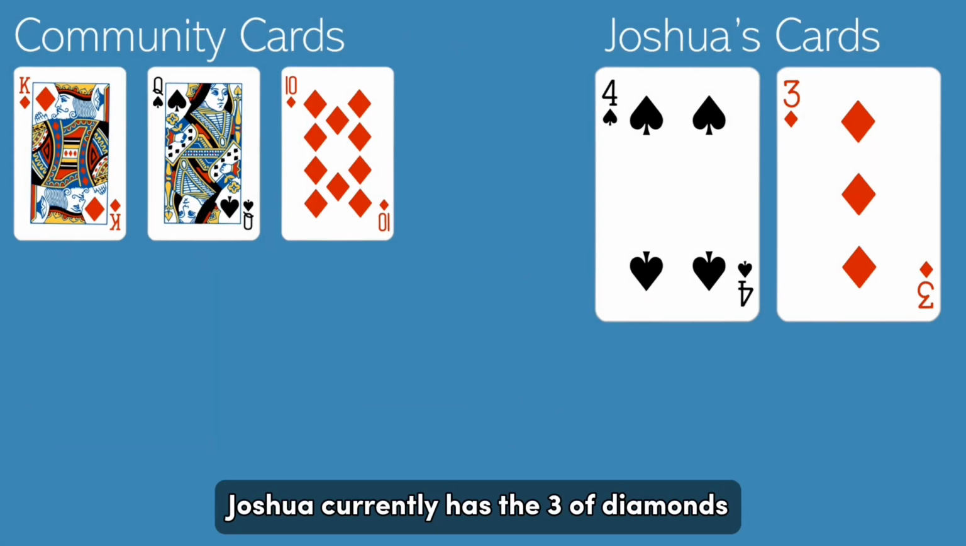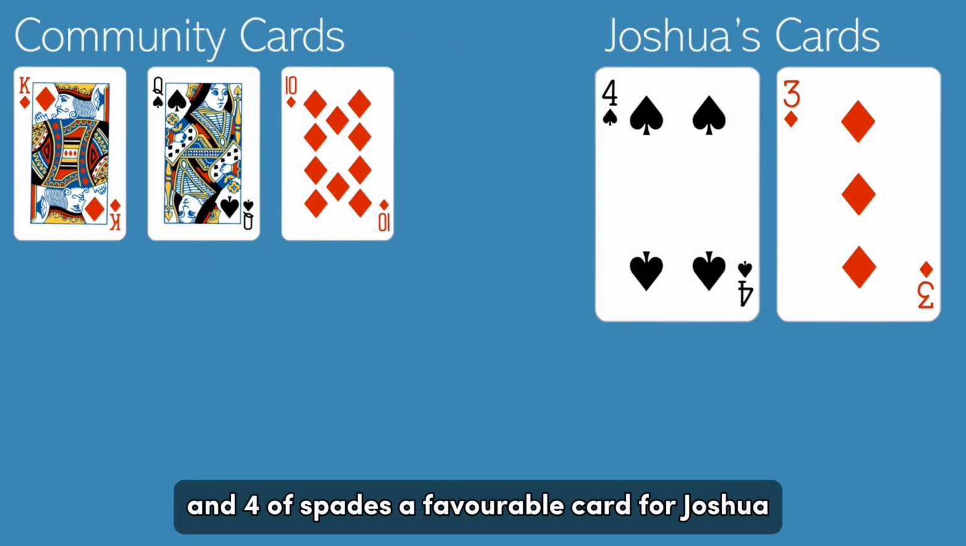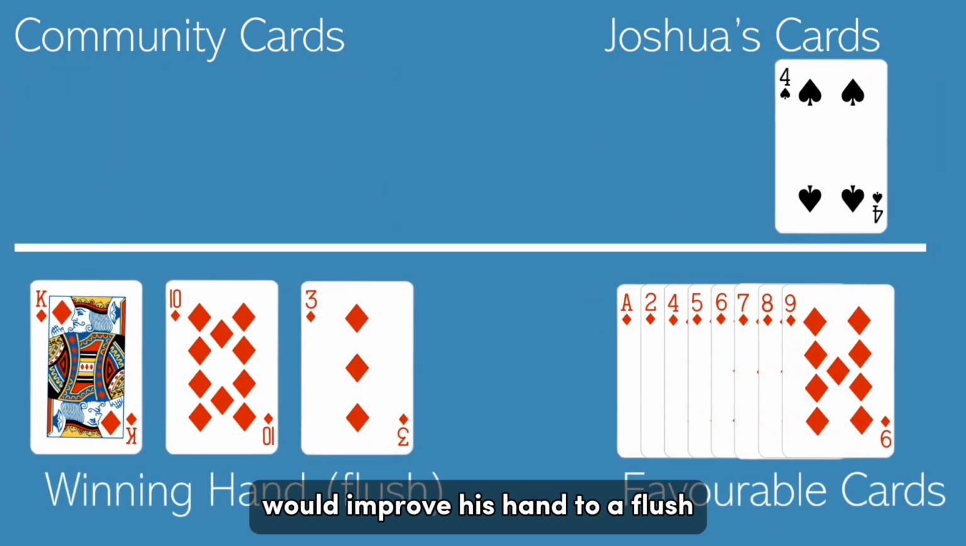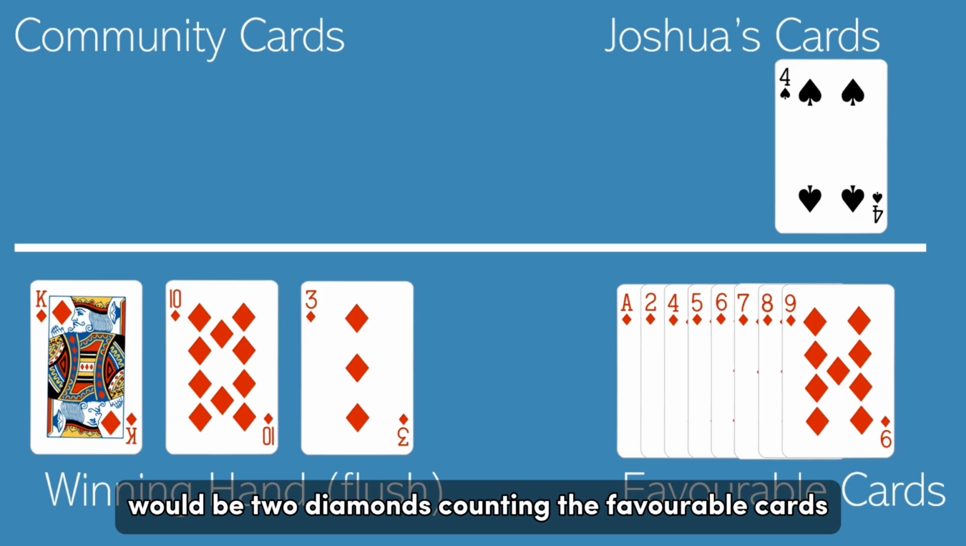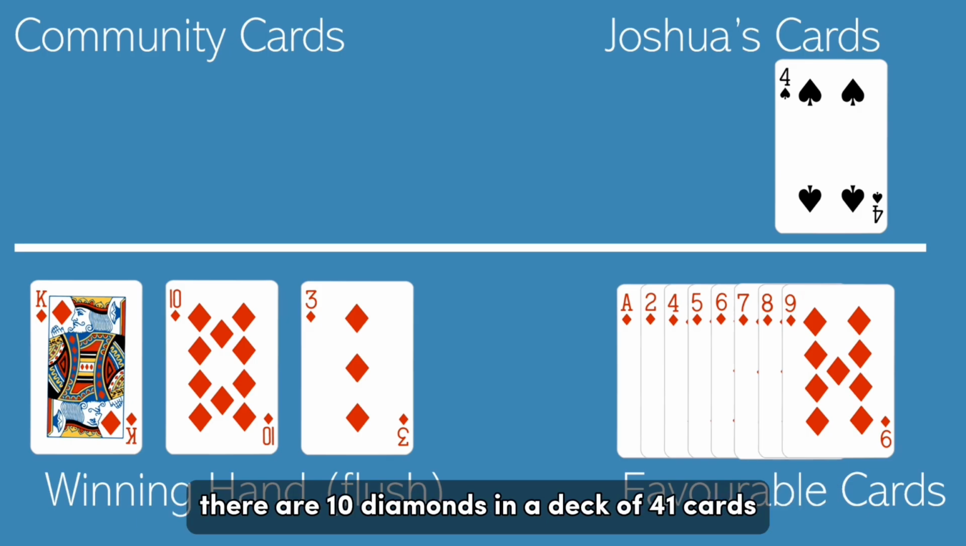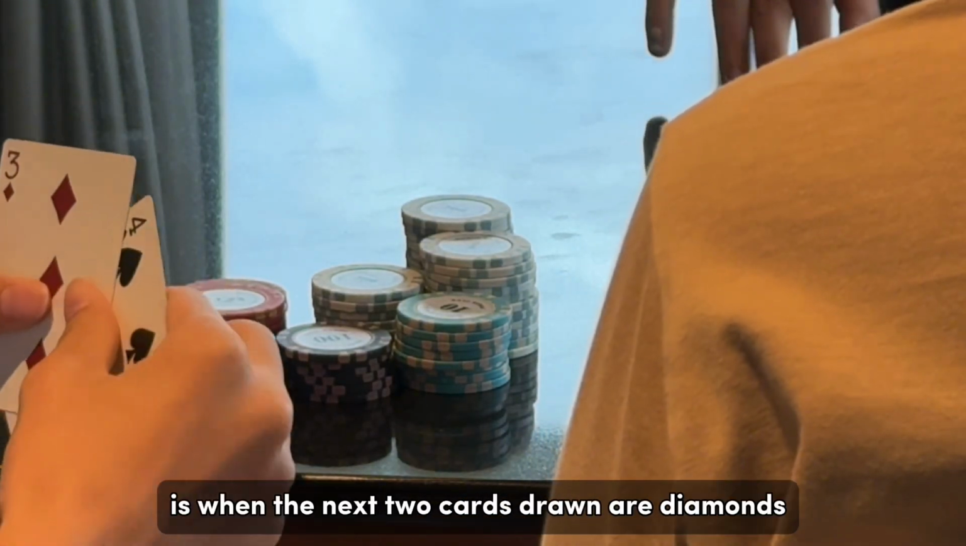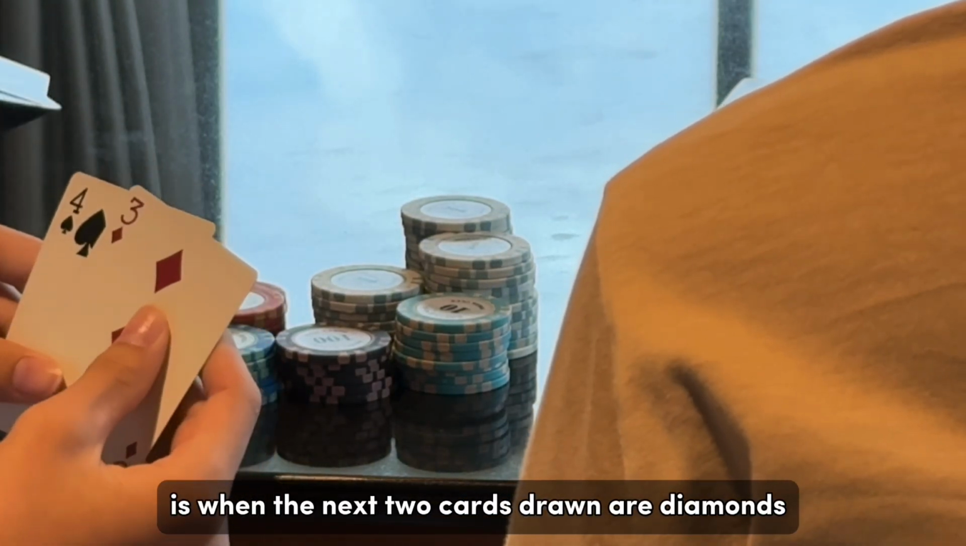Joshua currently has the 3 of diamonds and 4 of spades. A favorable card for Joshua would improve his hand to a flush would be 2 diamonds. Counting the favorable cards, there are 10 diamonds in a deck of 41 cards. There is only one scenario in which Joshua gets 2 diamonds. It's when the next 2 cards drawn are diamonds.